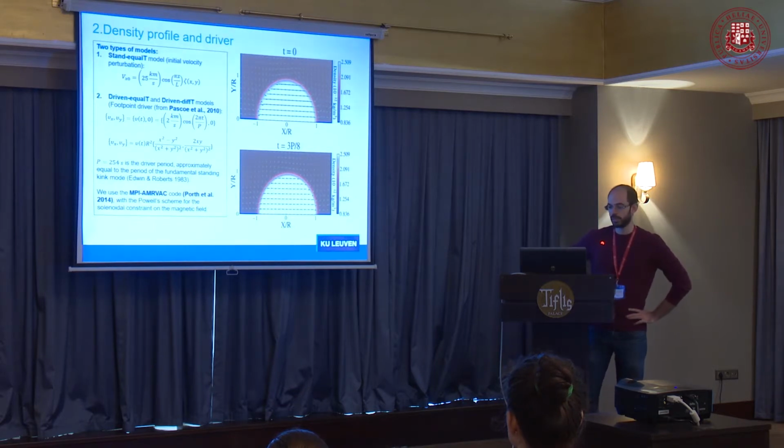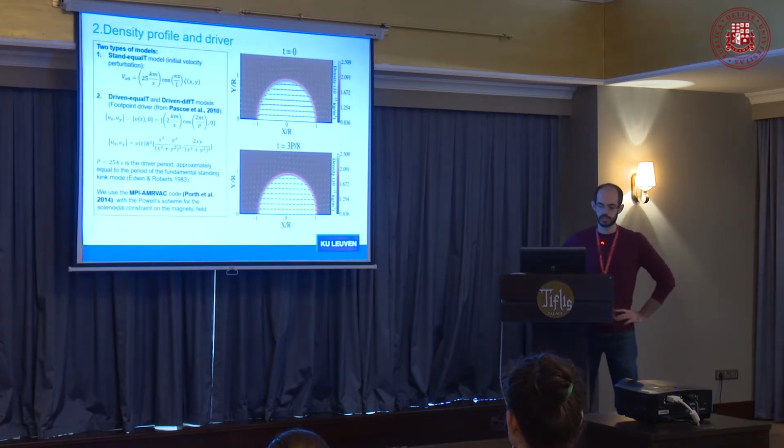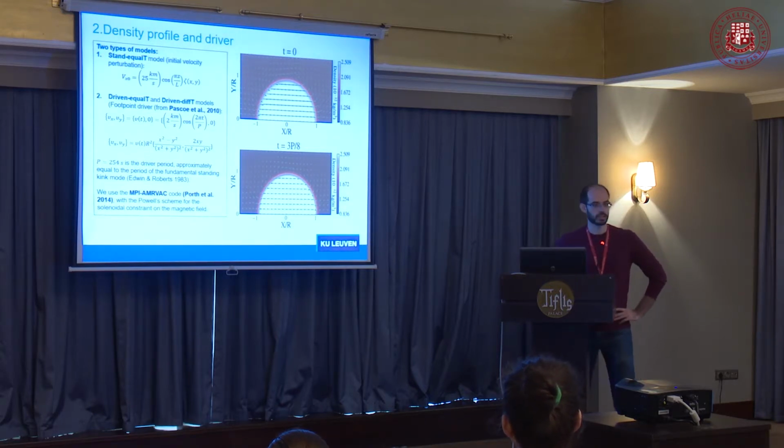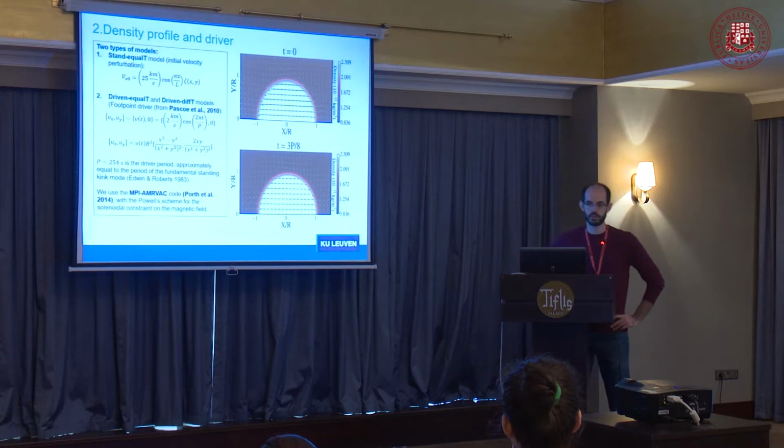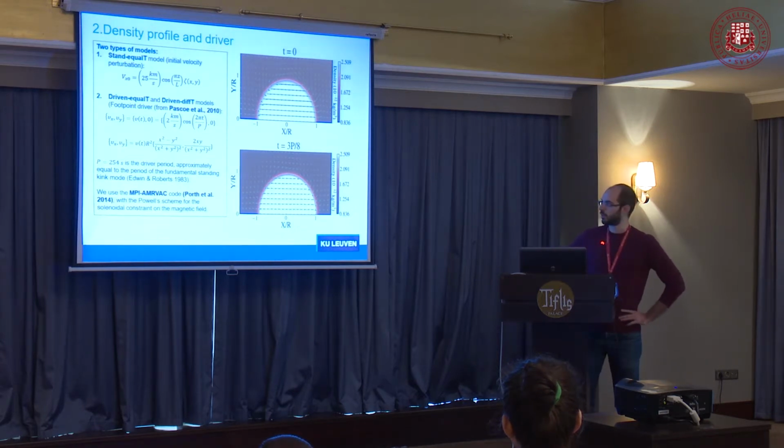In our setups, we consider two different cases again. One with an initial pulse, as was commonly used up to that point, and two models where, instead of an initial pulse, we have a driver acting at the foot points. We want to use this driver because we want to give energy in a consistent way over a long period of time and see how our system evolves. We use MPI-AMRVAC to solve this problem, and we have set the period of our driver to be approximately equal to the theoretically predicted one for the fundamental kink mode.